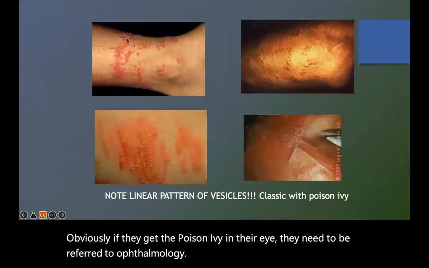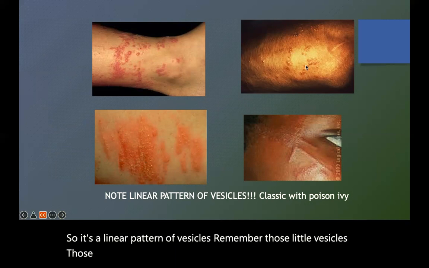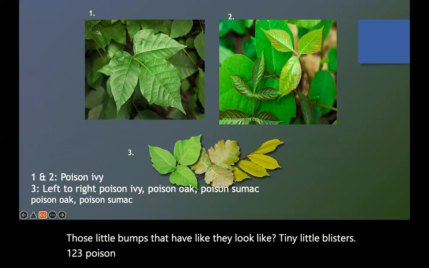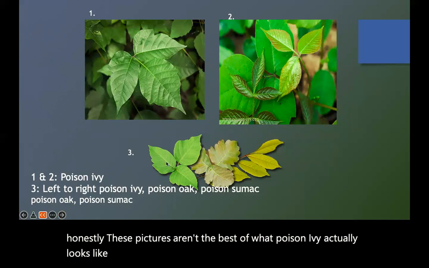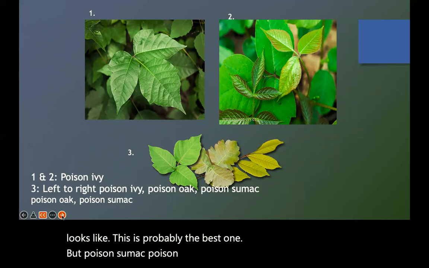So it's a linear pattern of vesicles. Remember those little vesicles, those little bumps that look like teeny little blisters. One, two, three, poison ivy. So this is what's hard to differentiate. Honestly, these pictures aren't the best of what poison ivy actually looks like. This is probably the best one. But poison sumac, poison oak, they're all pretty similar in their presentation.